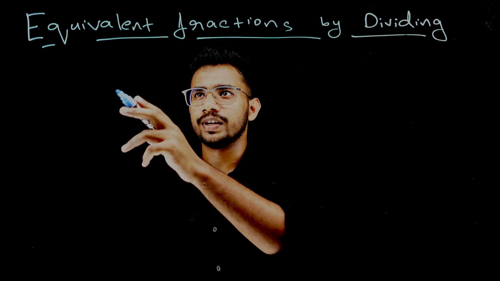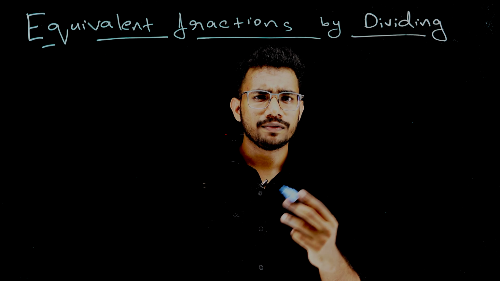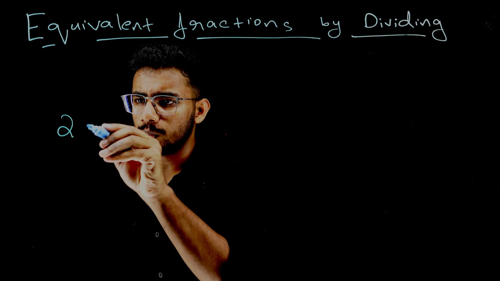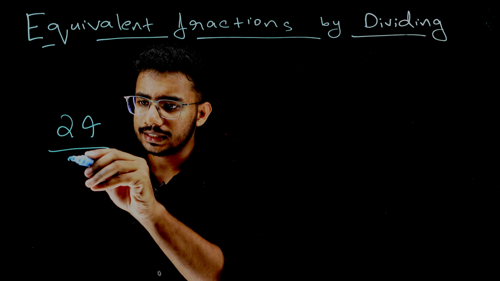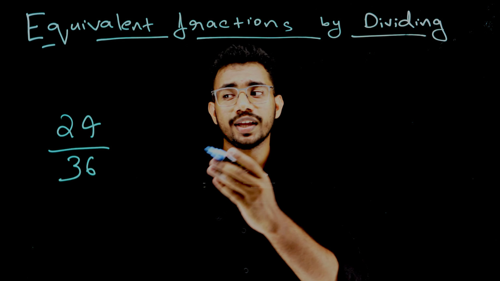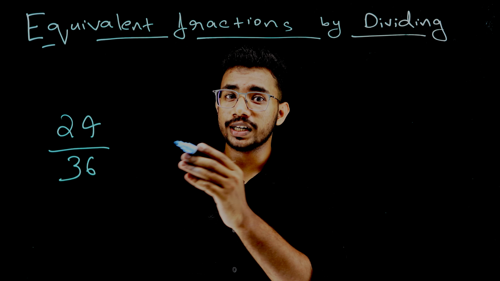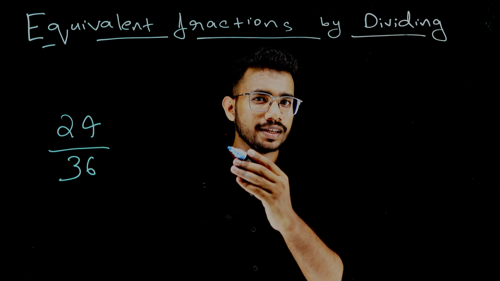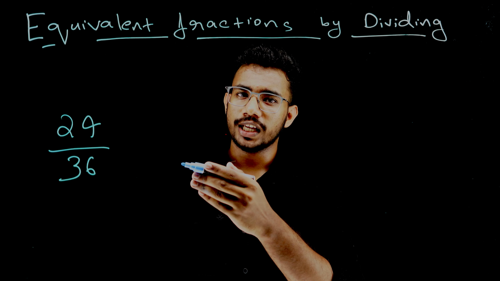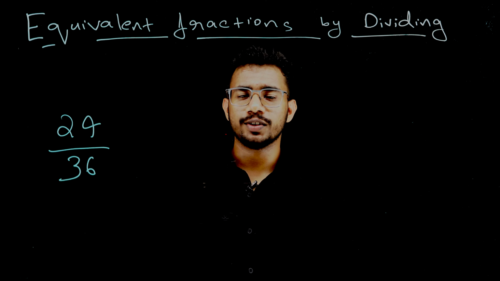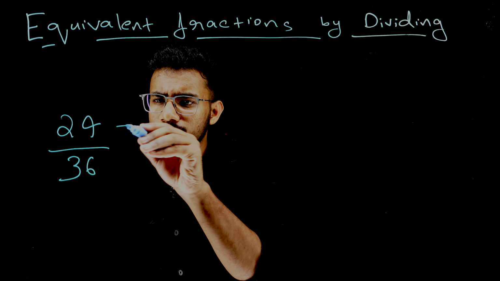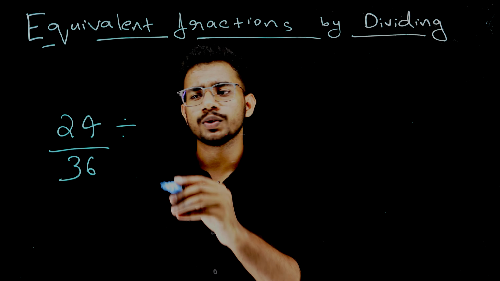Now we shall move on to finding the equivalent fractions by dividing. For that, let's go with an example itself. Let's say I'm having the fraction 24 over 36. And in this case, what we have to do is that we have to divide both the numerator and denominator with the same number. Here it's division. It's exactly the same thing as that of the multiplication, but here we just have to do the division. Let's say since 24 and 36 are even numbers, let's go for 2 itself.